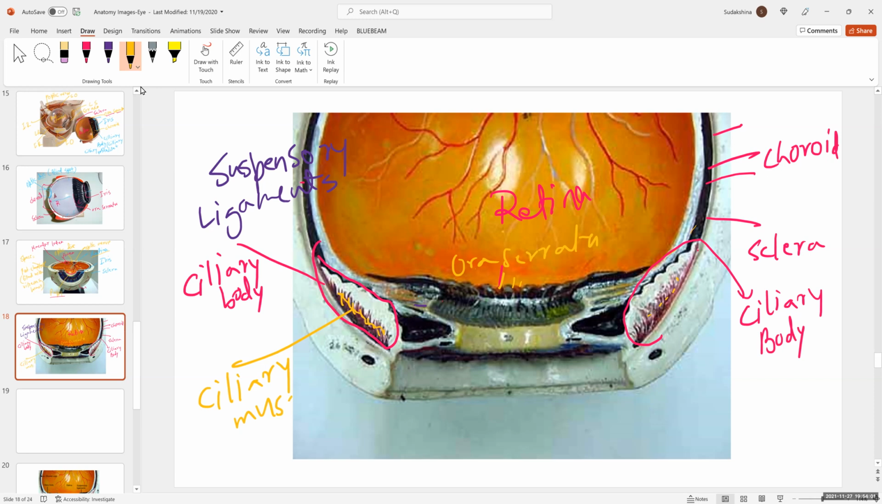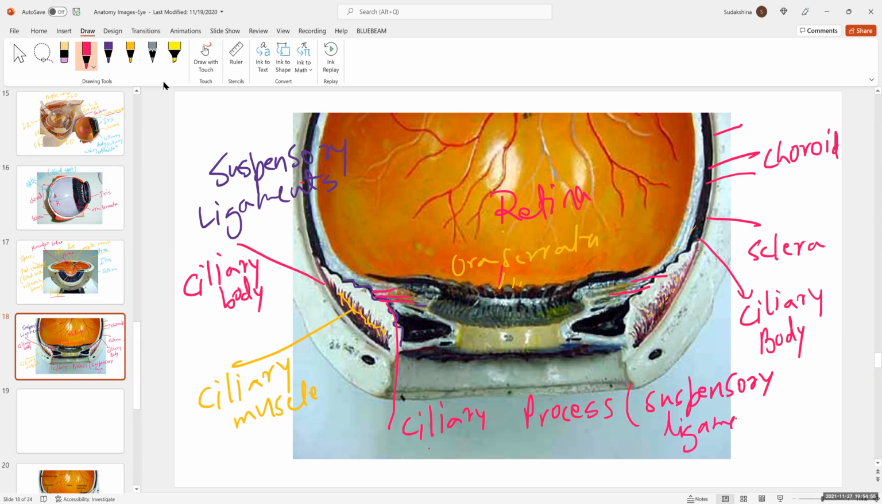Ciliary muscle. And the other part of the ciliary body is these edges. See the wavy edges? If I erase this here, you can see that the suspensory ligament is attached to these wavy edges. Here's the suspensory ligament, attaching to these wavy edges. These wavy edges are called ciliary process, where the suspensory ligament attaches. Okay.